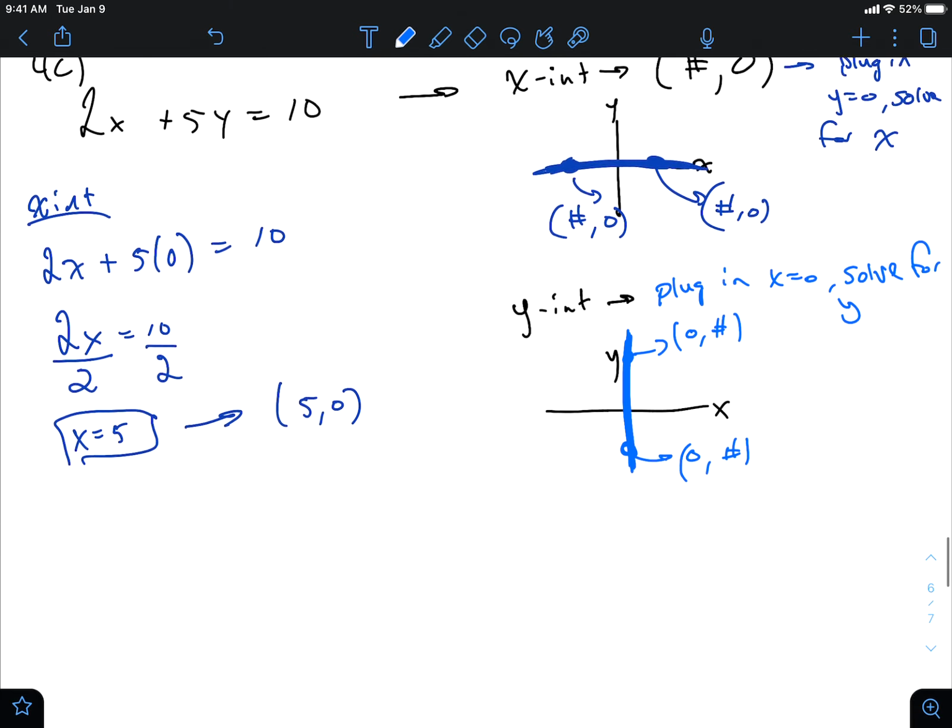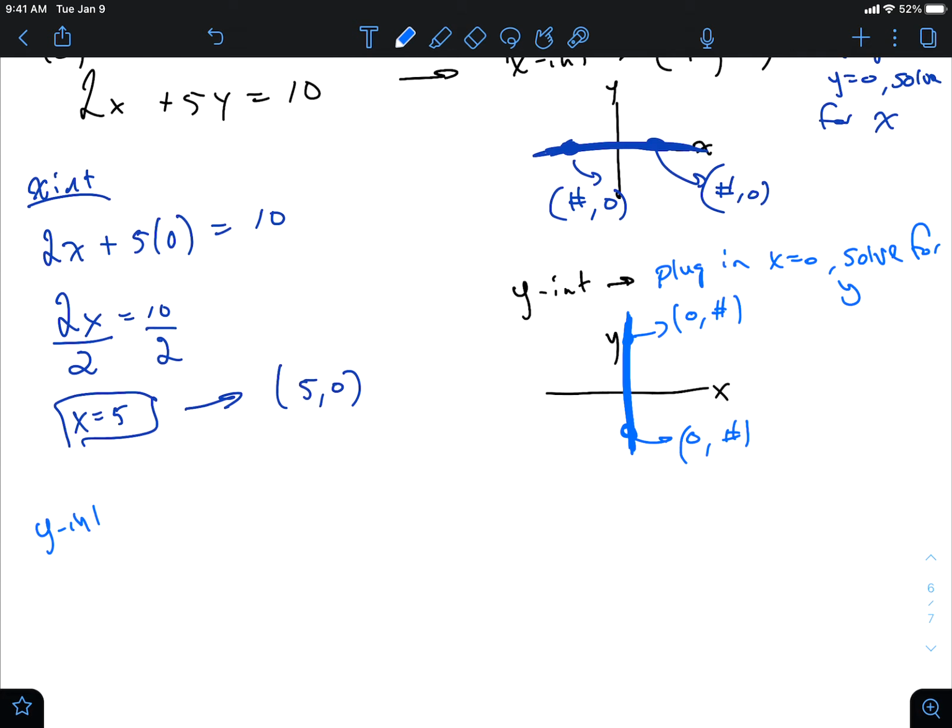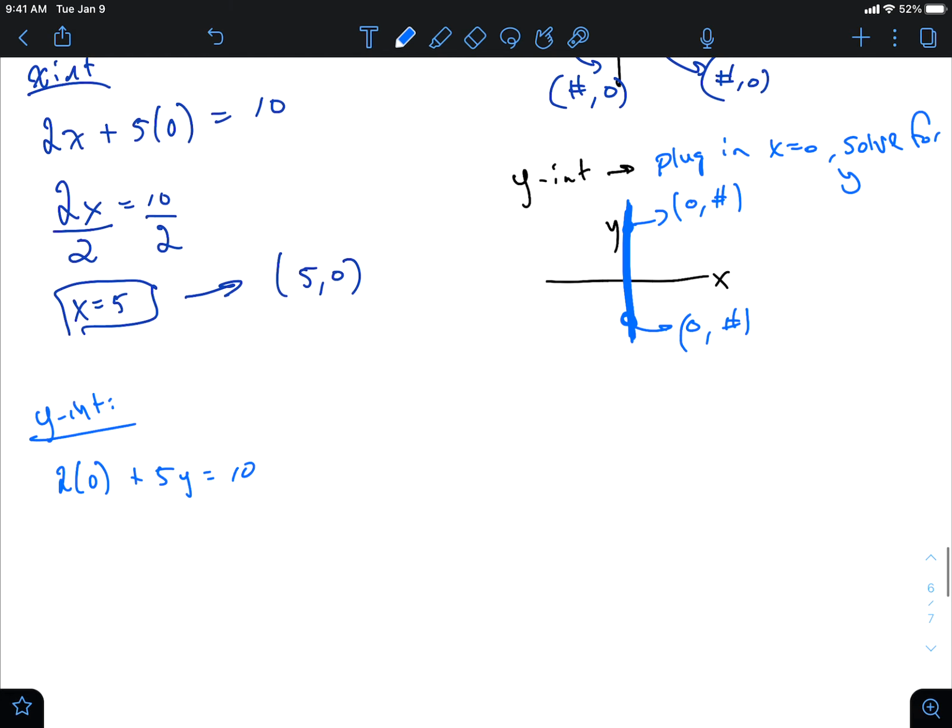So now for the Y-intercept, we're going to plug in x equals 0 this time. So 2 times 0 plus 5y is equal to 10. 2 times 0 is 0. So you're going to be left with 5y is equal to 10. Divide both sides by 5. Okay, you now have 2 points.